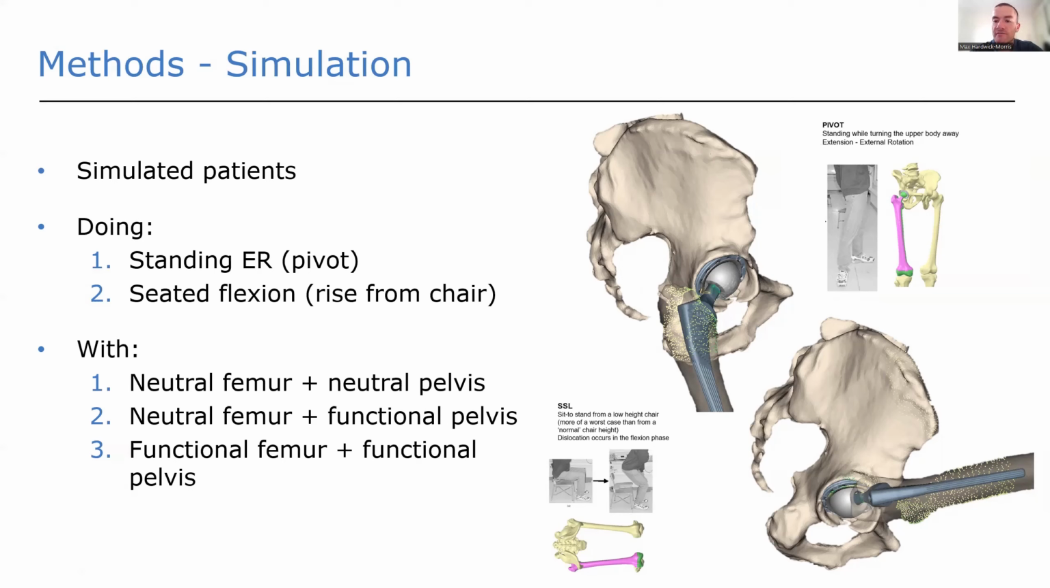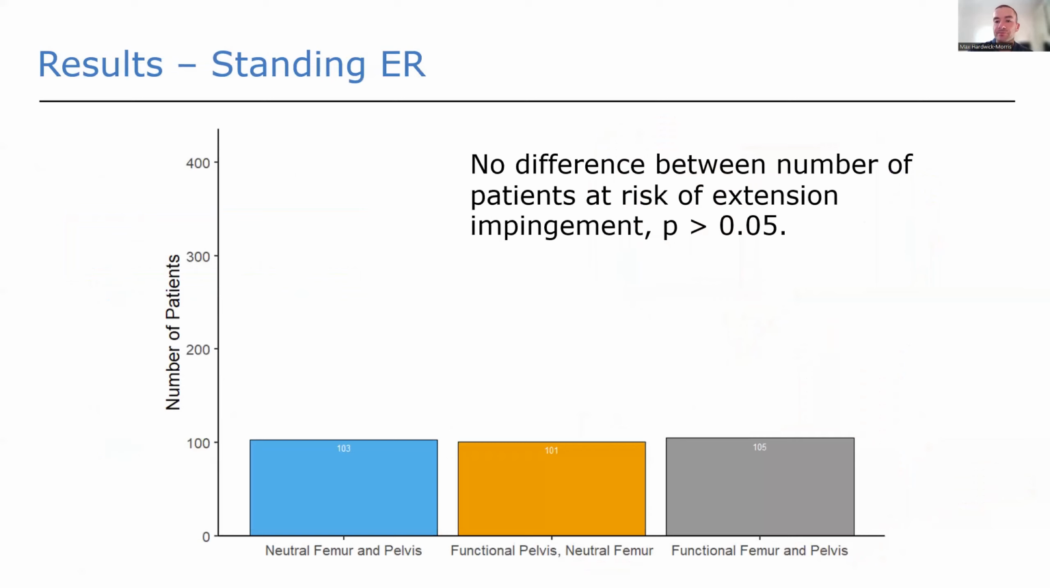Neutral positioning means that the femur or pelvis is positioned with 0 degrees of rotation. And functional positioning means that the femur or pelvis was positioned with the degree of rotation that was measured in that position using the functional radiography. The targets for a simulation pass or fail were taken from the literature, and we use 45 degrees for standing external rotation and 120 degrees for seated flexion. For the sake of brevity, I will only discuss the standing external rotation results in this presentation.